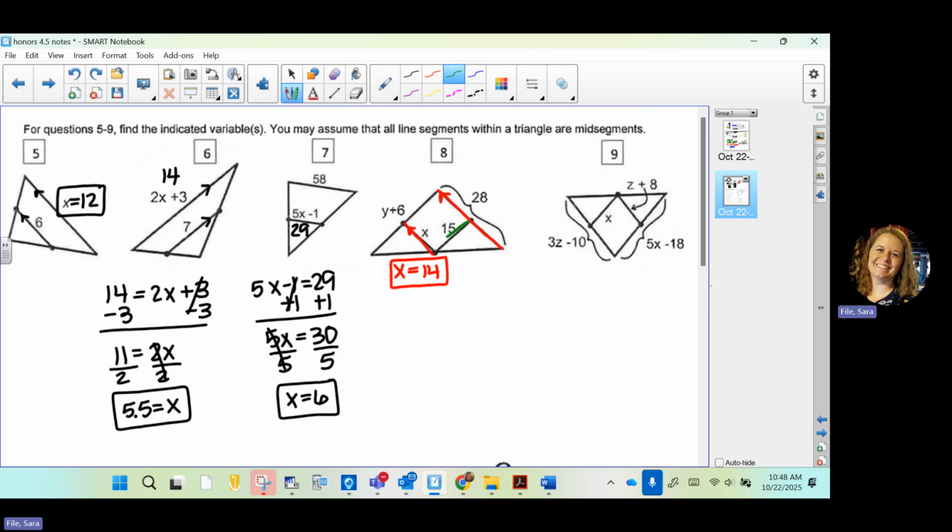Okay, now the 15 midsegment is parallel to the y plus 6. So what do we know that that side length over here should be? It should be 30. So we're going to set y plus 6 equal to 30. I know a lot of you would do this in your head as well. You would just say, I can do that, and that's fine. But for the sake of our notes, I'm writing it out so you know where 24 came from.